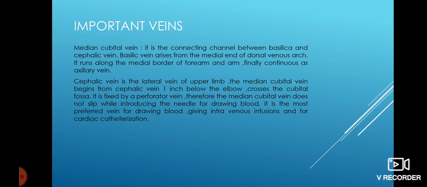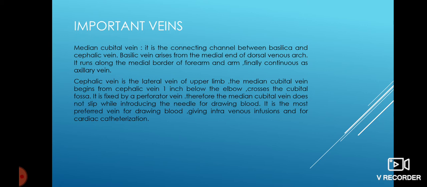So the most familiar vein is the median cubital vein. That vein must be familiar to you because the median cubital vein is a vein of the cubital fossa. The cubital fossa is the anterior aspect of the elbow, and at this level you can see the median cubital vein, which is very superficial there. This is a vein which is used for the withdrawal of blood as well as cardiac catheterization.